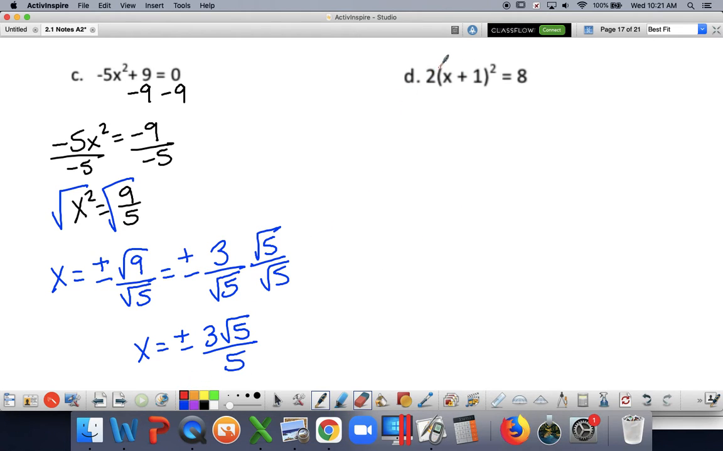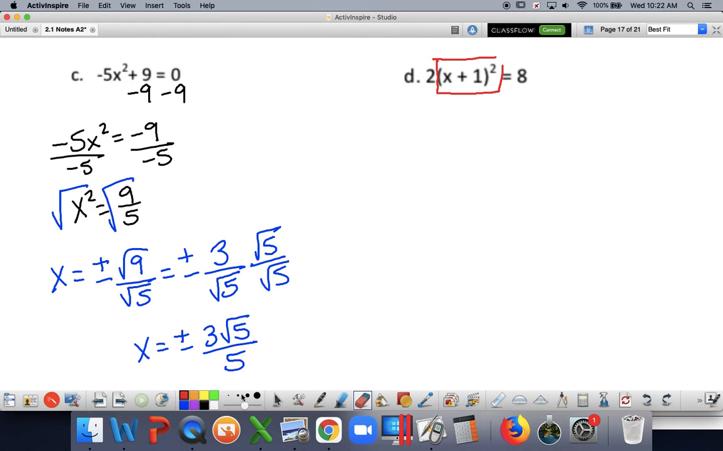All right, letter D looks a bit tricky. I've got this whole thing being squared. Now if I had to, I would have to FOIL. This is x plus 1 times x plus 1. I don't want to go through the process of multiplying all that. There is a faster way to solve these, so let's go ahead and do that approach.